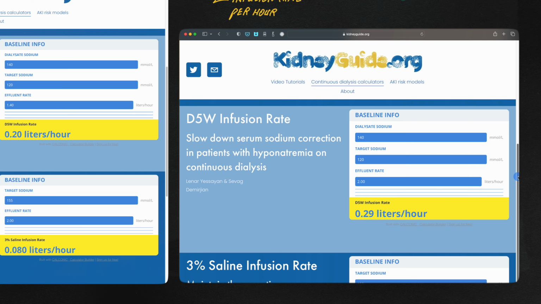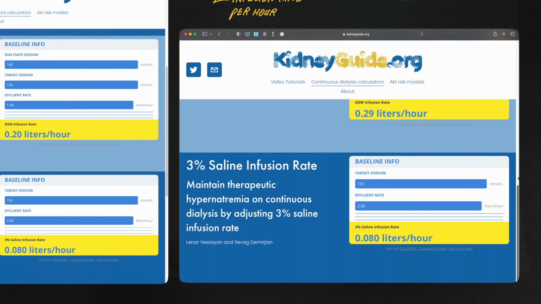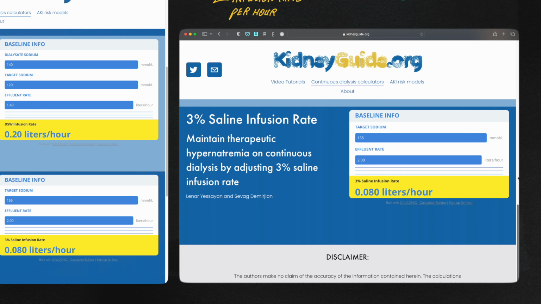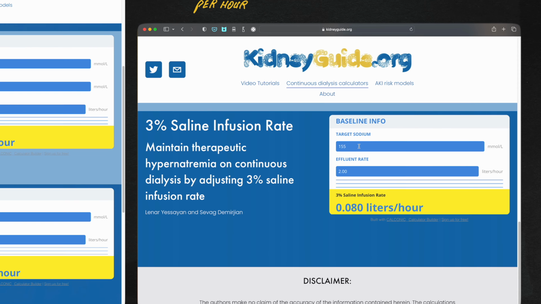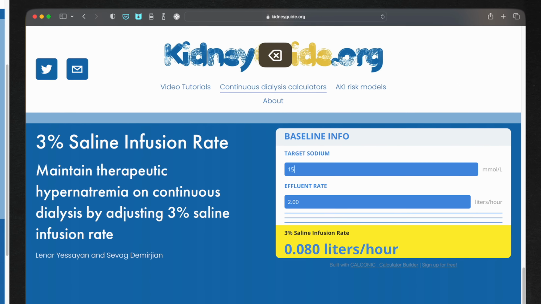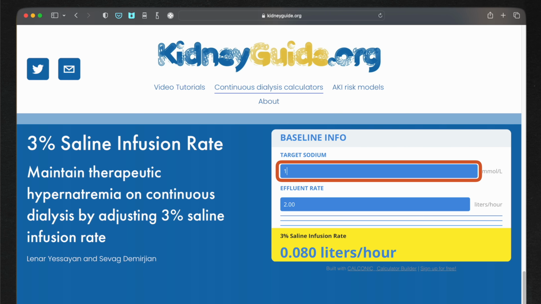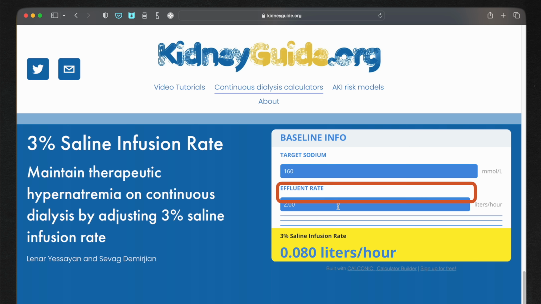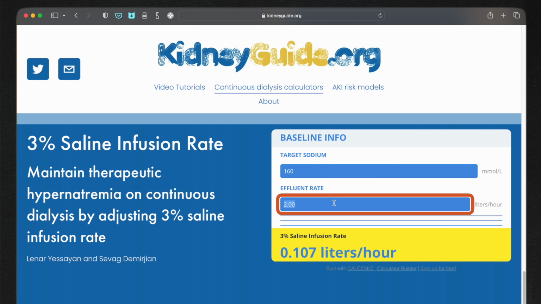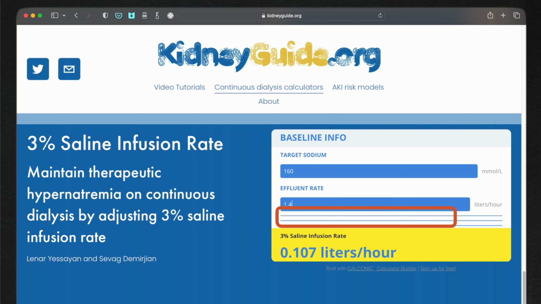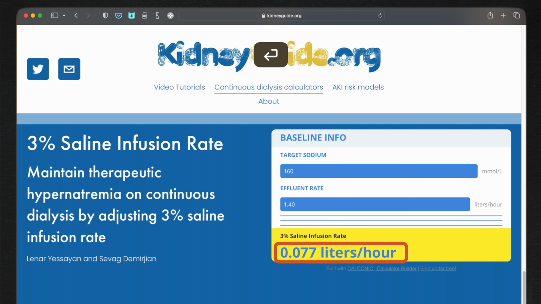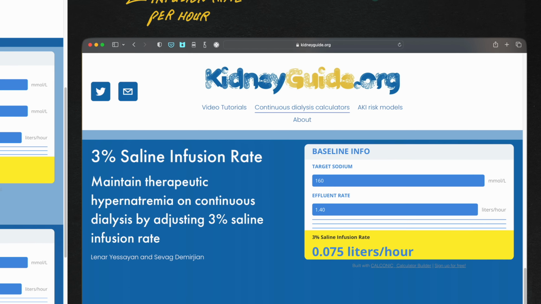The last calculator helps you figure out the 3% hypertonic infusion rate to achieve and maintain therapeutic hypernatremia, or avoid rapid correction in a patient who presents with elevated serum sodium levels. You will need the target sodium and the effluent rate, 160 and 1.4 liters per hour in this example, which will need 3% infusion running at 75 mL per hour. Hope you enjoyed the presentation.